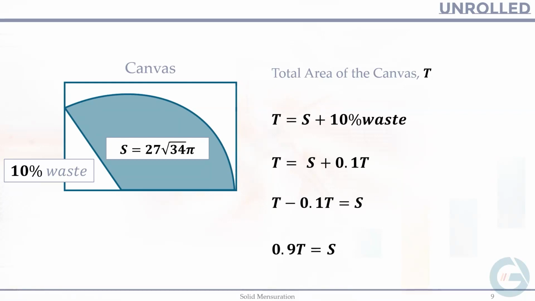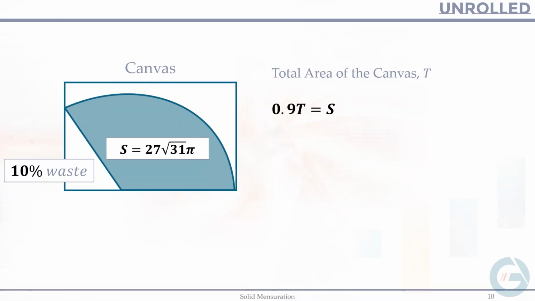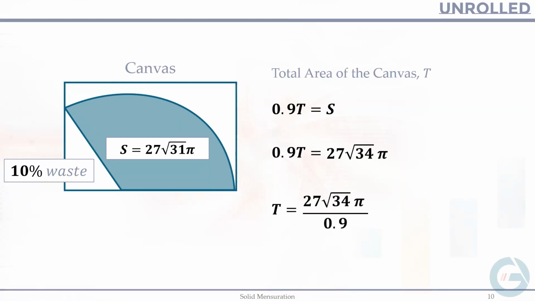So let's continue with the calculation. We have 0.9 T equals S. So we can calculate now for T, given that S is 27 square root of 34 pi. So 0.9 T equals that value. Of course, we divide both sides of the equation by 0.9. So T equals 27 square root of 34 pi divided by 0.9. That will give us 30 square root of 34 pi square feet. So this is actually the total surface area of the canvas.